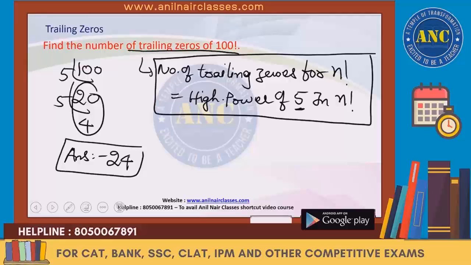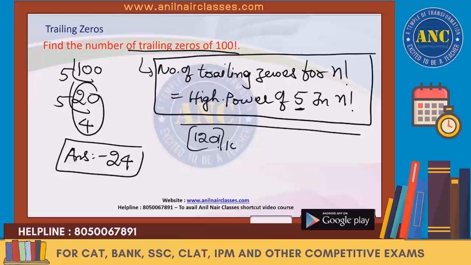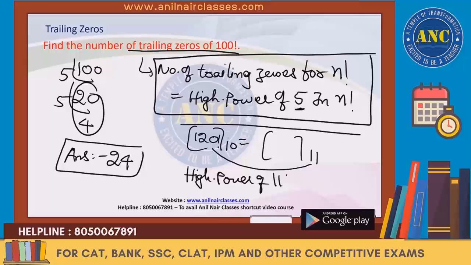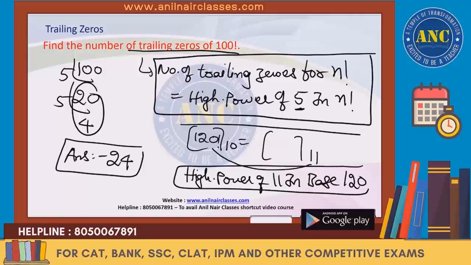Let us go back. Suppose, for Sohail, it is 120 factorial in base system 10. If I convert into base system 11, this is nothing but the highest power of 11. It is the same thing.